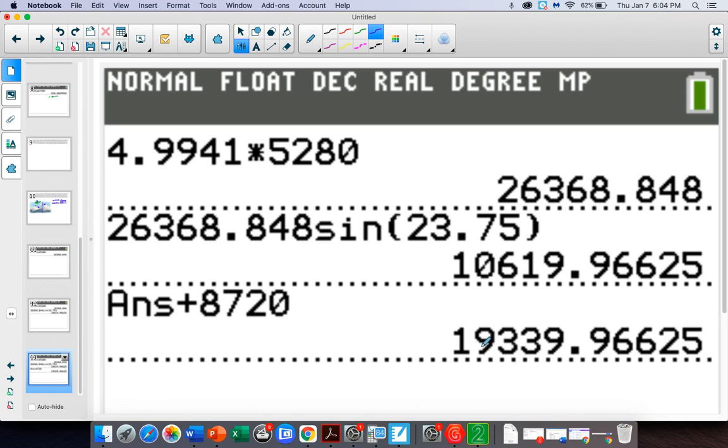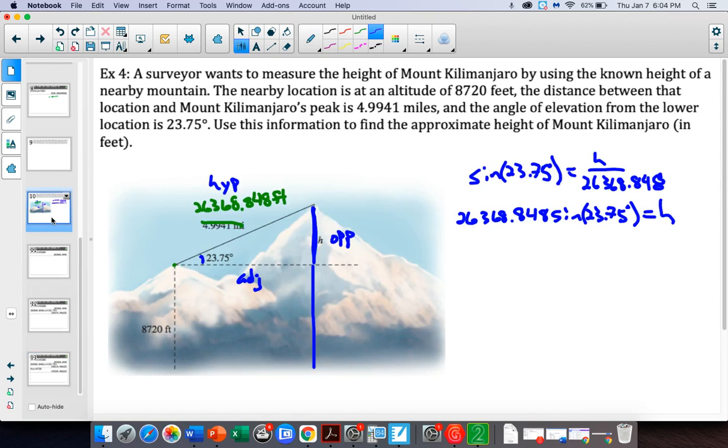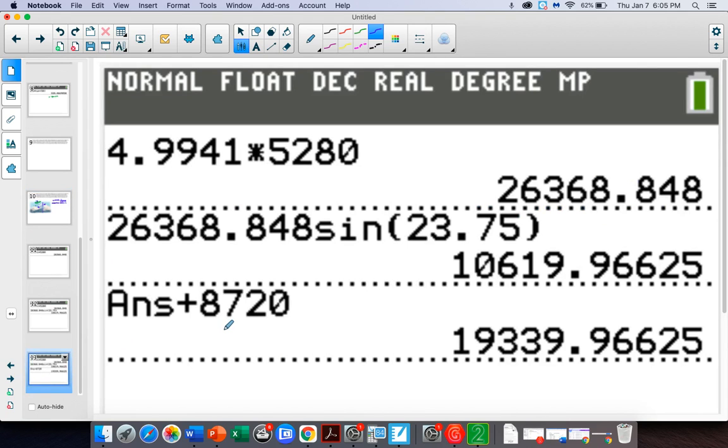19,339.96625. And again, I don't think it's specified what to round to. It just says find the approximate height. So if we go to two decimal places, we can say 19,339.97 feet for our final answer.